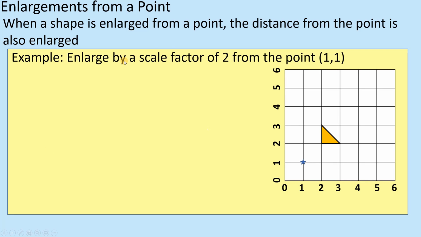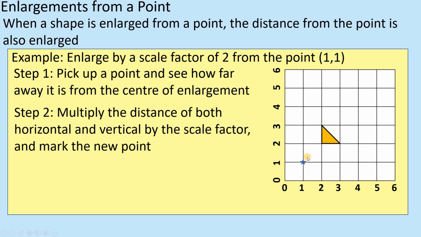So when I enlarge a shape by a scale factor of 2 from the point (1, 1), you've got a point here which is (1, 1), and then you've got a shape. Well, if it's enlarged by a scale factor of 2 from that point, not only has my shape got twice as big, it is also twice the distance from the point it's been enlarged from. All right, so the best way of doing that really is to think about each vertex, every corner of the shape, and then literally make it twice the distance from the original point.